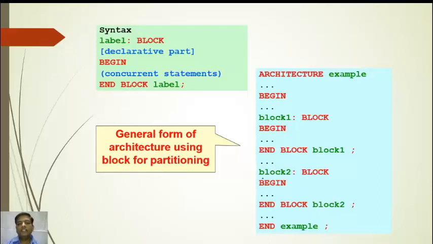Then another block 2 is there: block 2, colon, block, begin, some declaration, end block block 2, semicolon. Some declaration, end example. Here the name of the architecture is example, so again it may end with the same name. Here is the general form of architecture using block for partitioning: block 1, block 2.